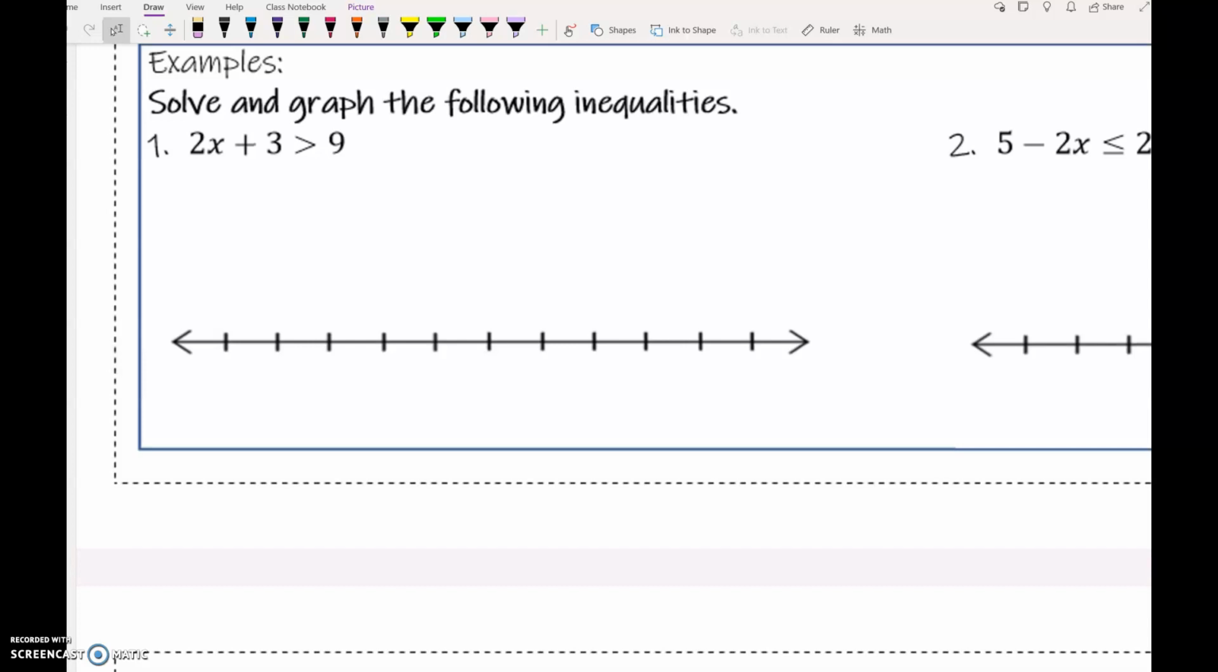You solve an inequality the same way that you solve an equation. So whatever you do on one side, you have to do on the other side. So what do you think we should do first? Subtract 3. So 2x is greater than 6. Then we divide by 2. And we get x is greater than 3.